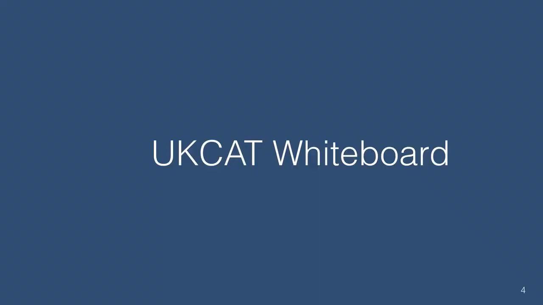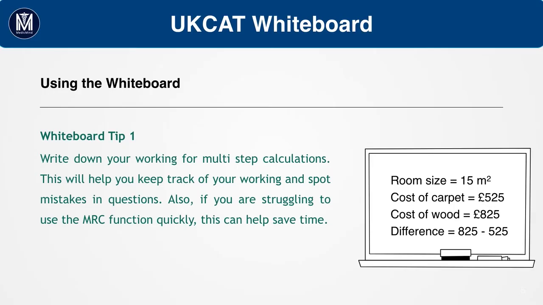Secondly, the UKCAT whiteboard. When you go for the test, you'll be given a whiteboard, and when you arrive, there's no harm asking for two. And when you use this whiteboard, you want to use it strategically. So firstly, as we said before, when you're doing multi-step calculations, you want to write down your intermediate steps, especially if you're struggling to use the M plus function.